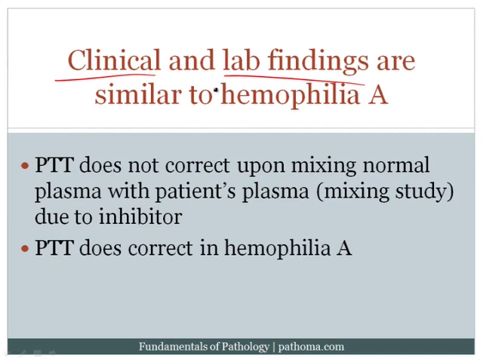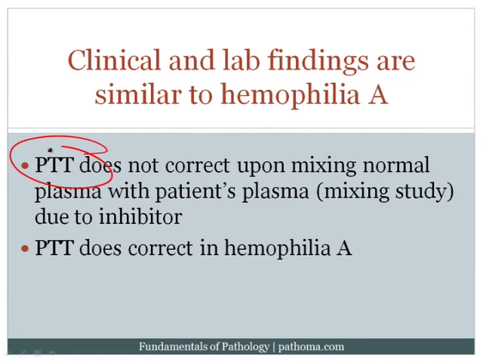And so you can actually correct the PTT by mixing in normal plasma with the patient's plasma in hemophilia A. However, in the case of a coagulation factor inhibitor, you're not going to be able to correct it, because as soon as you add normal plasma, there's so much antibody against factor VIII that the antibody will again bind the factor VIII that's coming from the normal plasma, and you won't be able to correct the PTT. So the mixing study would fail when there is a coagulation factor inhibitor, and this is a very high yield distinction to be made here.